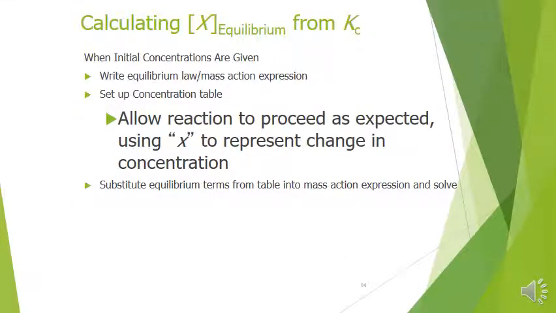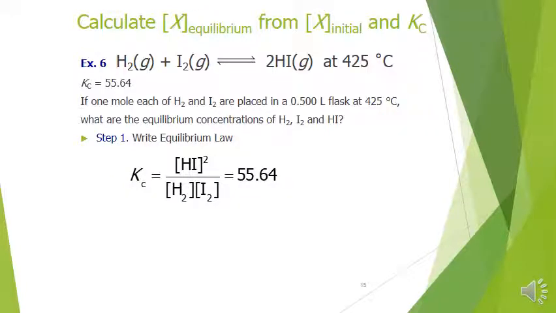All right, calculate X equilibrium from Kc when initial concentrations are given. Okay, so we're going to do an ICE table for this one. First of all, here's our equation. It says I have 1 mole and 0.5. So first of all, you will have to change that to a molarity. So 1 mole and 0.5 will end up being 2 molar of both these guys.